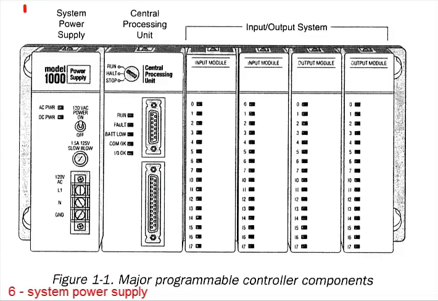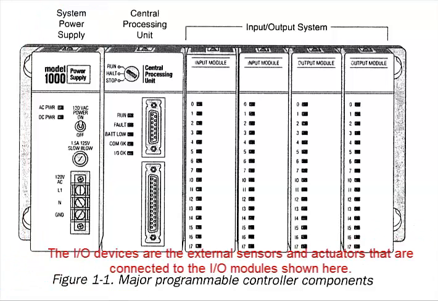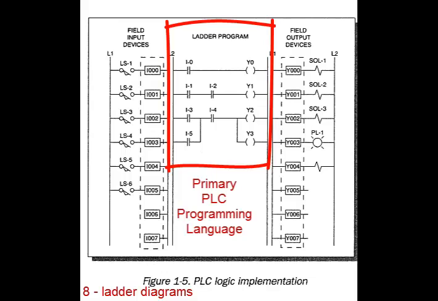PLC needs power. The power supply provides power to the CPU and the I/O modules, but it does not power the I/O devices. The I/O devices are the external sensors and actuators that are connected to the I/O modules shown here. The most common PLC programming language looks like a ladder diagram, with sensors on the left and actuators on the right.